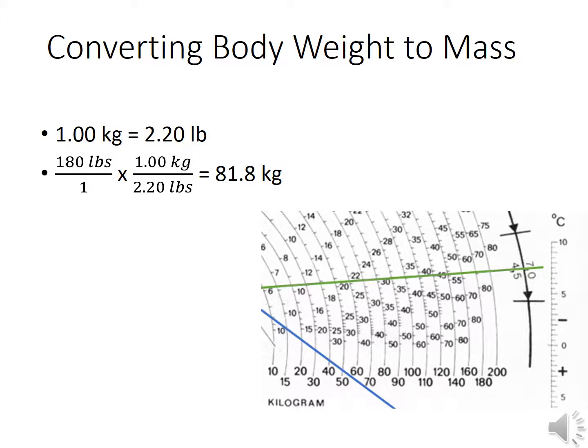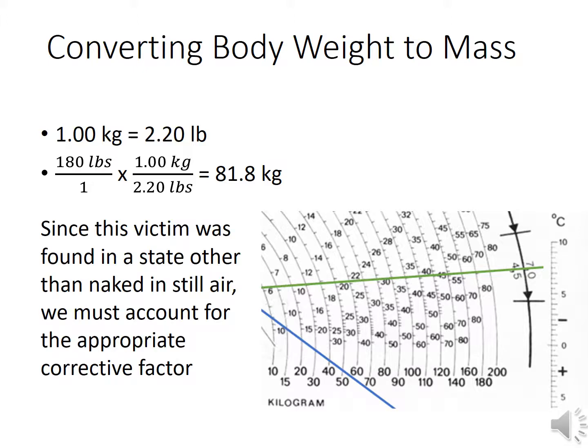So let's see how we end up with a more exact mass by remembering the conversion factor. Okay, so there it is, a reminder that we did not find this victim naked in still air, but rather with that one thin layer of clothing in still air, so we have to account for the appropriate corrective factor. That's why our mass didn't work out very nicely here in this example. In the real world, things rarely work out nicely. We'll talk about that at the very end.